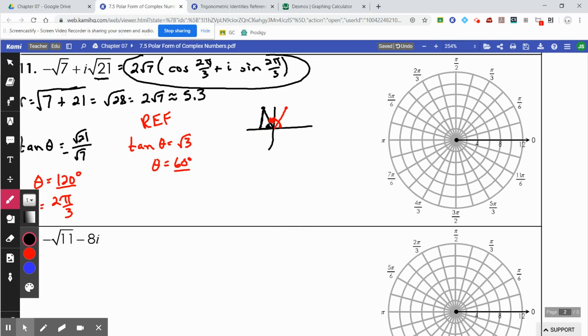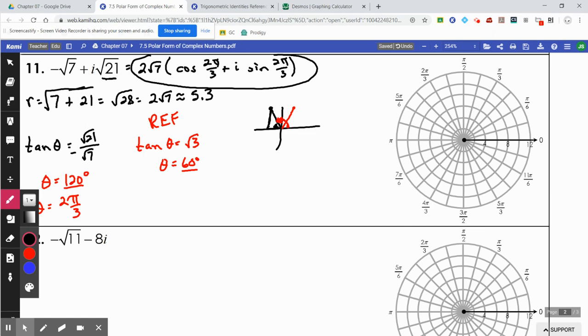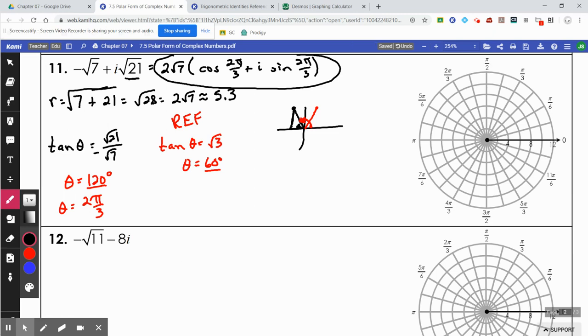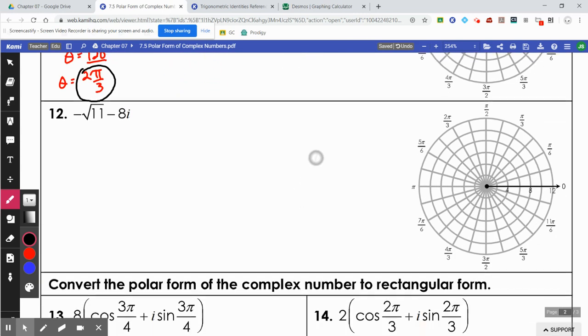So now let's actually graph it, and it should end up in the exact same place if I use my radius and my angle. My angle was a 2 pi over 3 angle, which we see is located right here. My radius was about 5.3. Each tick mark counts for 2, so I'm going to go out 2, 4, 5.3 should be about in the middle, which is about right there. That's my point, negative root 7 plus i root 21.